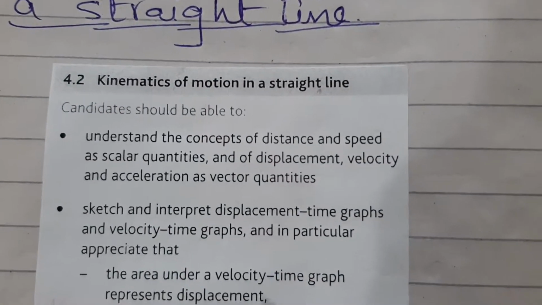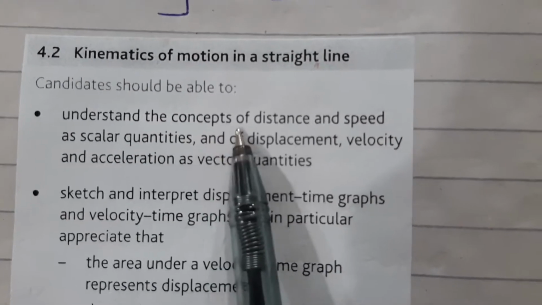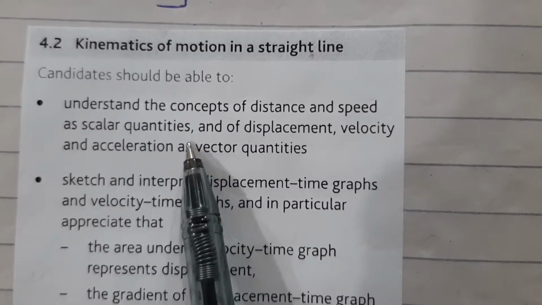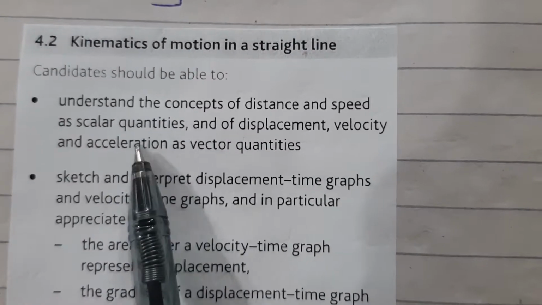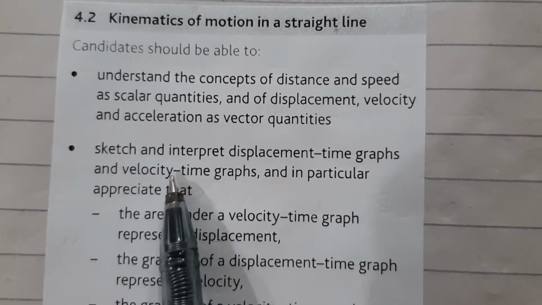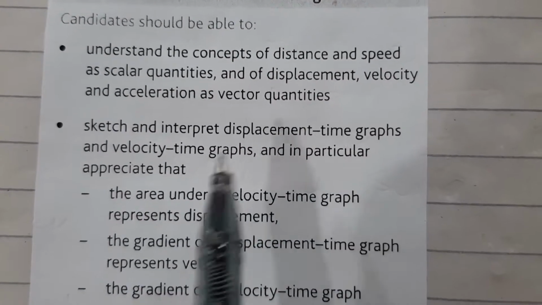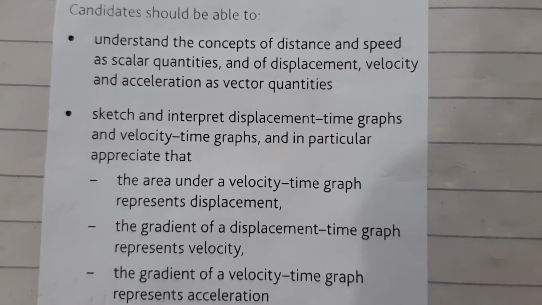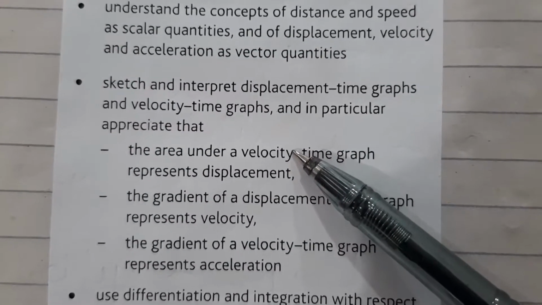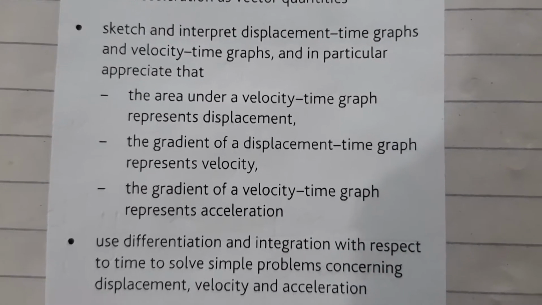Okay, so first of all, let's discuss the requirement of this syllabus. The Cambridge CIE syllabus says that you should have the understanding of the concept of distance and speed as scalar quantities, and displacement, velocity and acceleration as vector quantities. And then you should know sketching or interpretation of the displacement-time graph and velocity-time graph, and all these concepts about the gradient and the area under the curve in the velocity-time graph. We will see all this in detail.